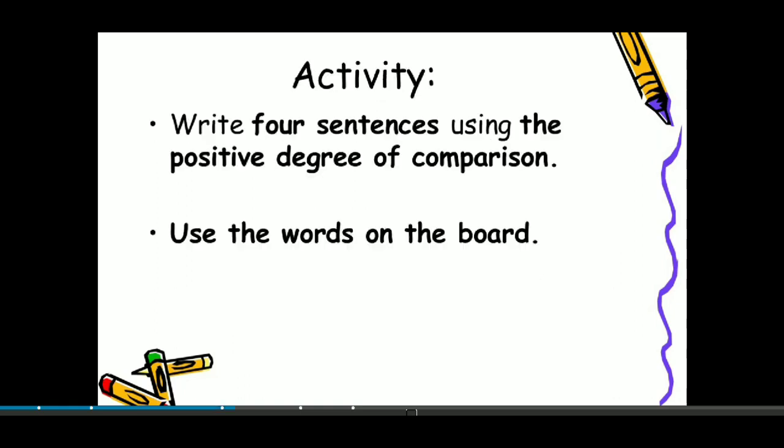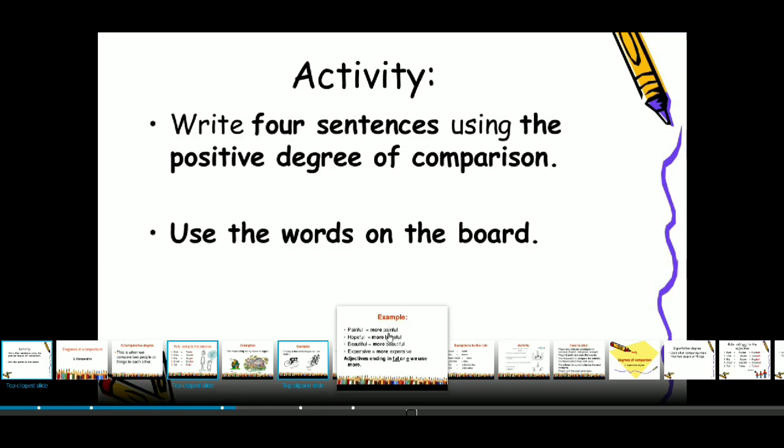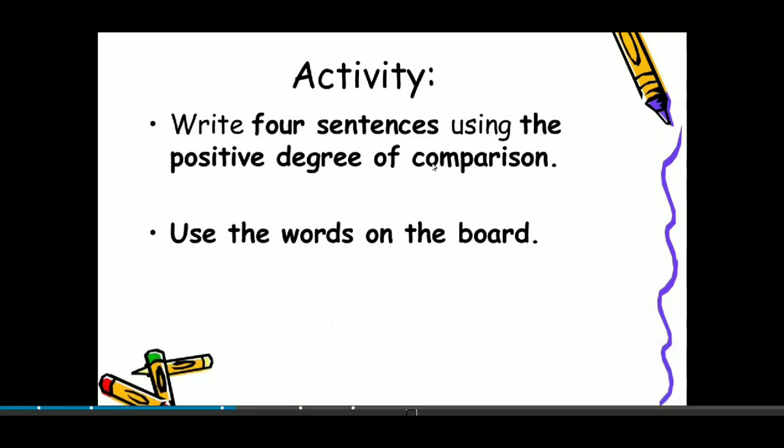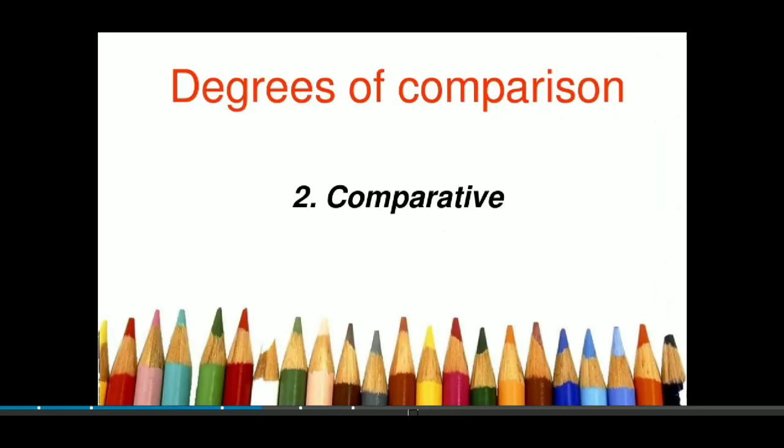Now there is one activity. Write 4 sentences using the positive degree of comparison. You can do that by yourself in your book. Not only 4, there are many words you can write with the positive degree of comparison. In the positive degree, I am speaking only about one object or one person. She is good, he is tall, the building is huge. Anything like that I can use. That is the positive degree of comparison.